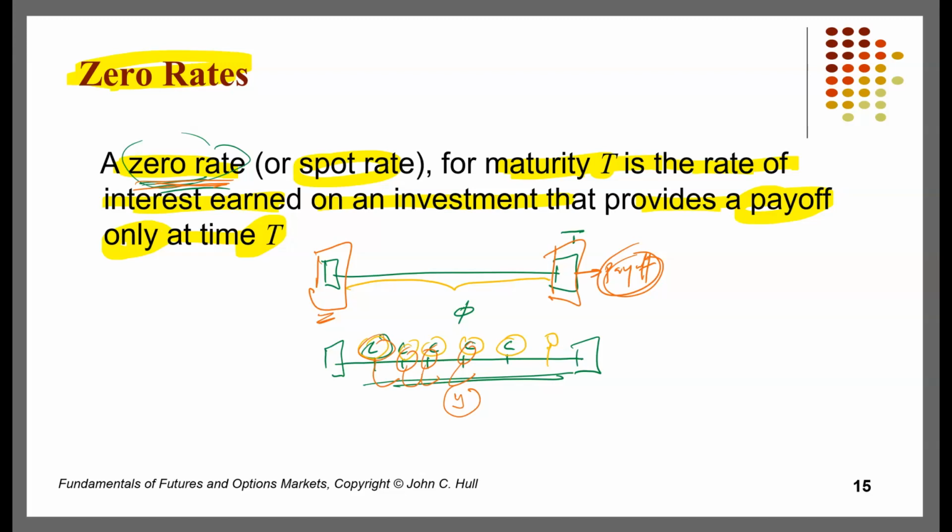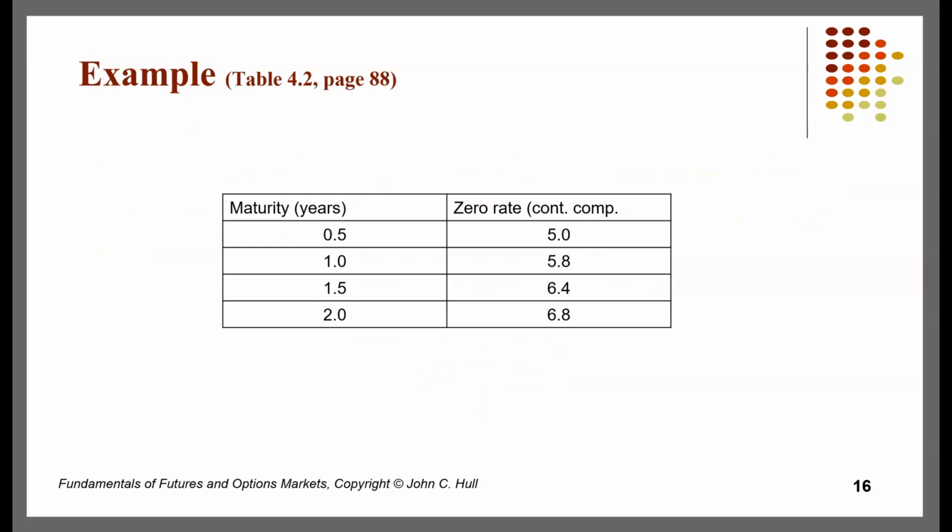Now, to understand that even better, we're going to work with an example with bond pricing. And we're going to use a zero curve to value the bond. So let's look at the zero curve that we have. The zero curve here essentially says that we're going to use a discount rate of 5% for a maturity of half a year, a discount rate of 5.8% for a maturity of 1 year, a discount rate of 6.4% for a maturity of 1.5 years, and a discount rate of 6.8% for a maturity of 2 years. So what does that mean for us?